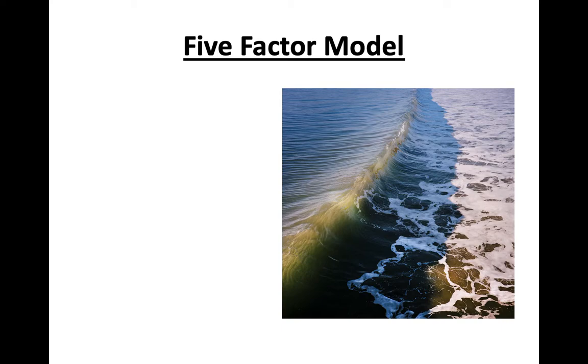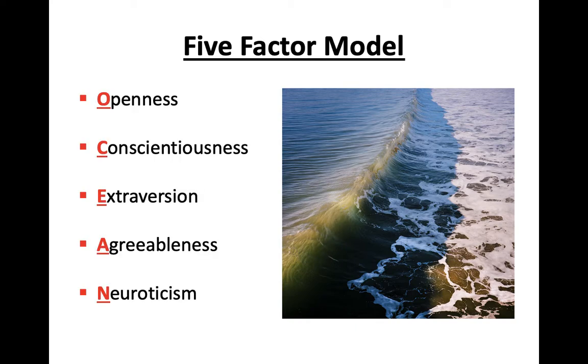And so the most widely accepted personality classification system to emerge from this lexical approach was the Big Five, or the 5-factor model. The Big Five comprises 5 major traits. And a helpful way to remember these Big Five traits is by using the acronym OCEAN, which stands for openness, conscientiousness, extroversion, agreeableness, and neuroticism.